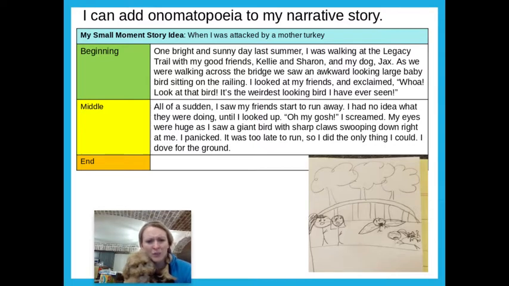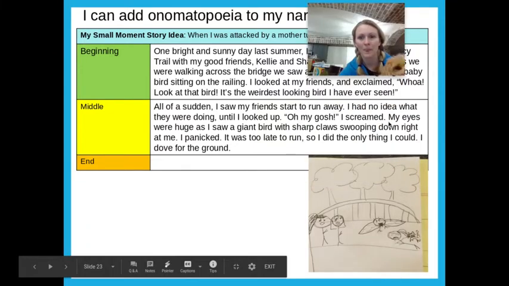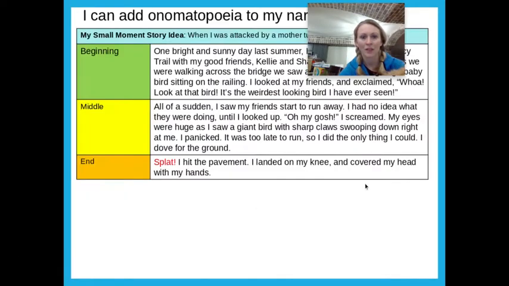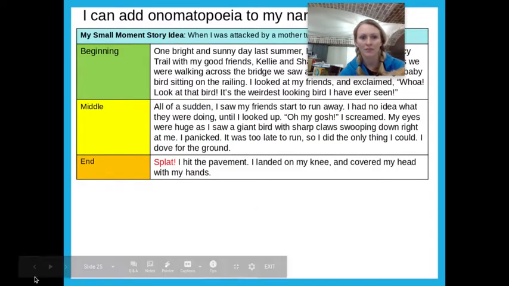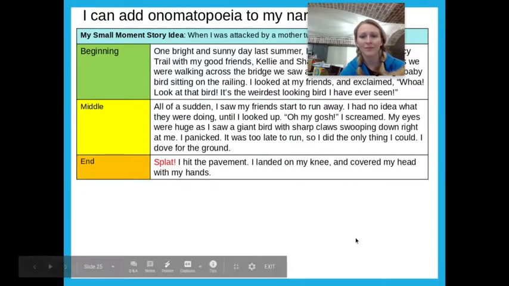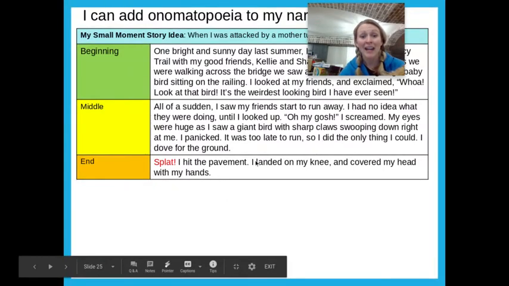Now, when I dove for the ground, I feel like when I hit the ground, I'm going to make a sound effect here. So this might be the perfect time for me to add some onomatopoeia. So I think maybe I might do this. "Splat! I hit the pavement.